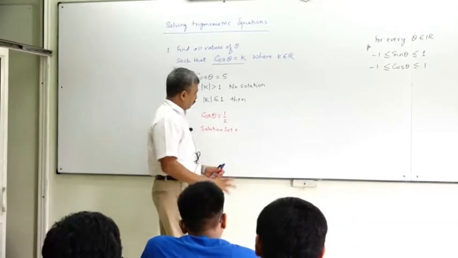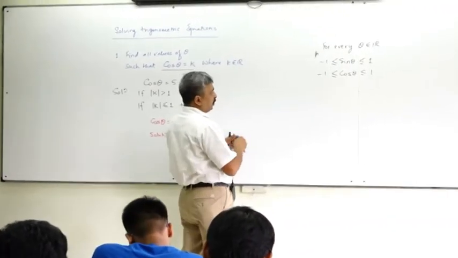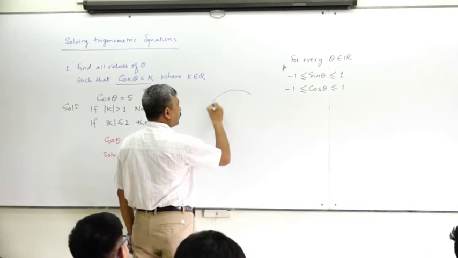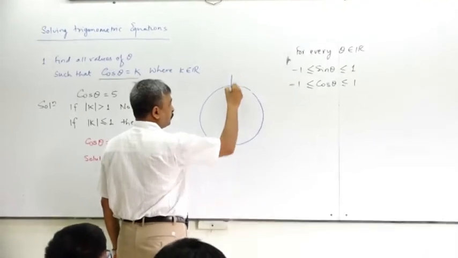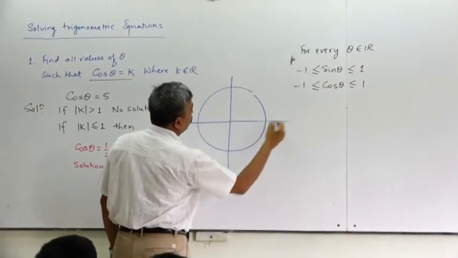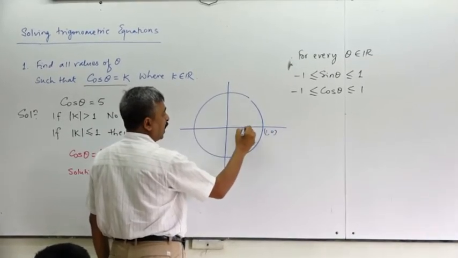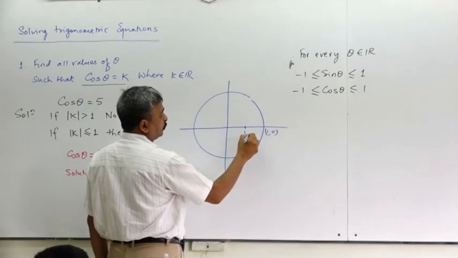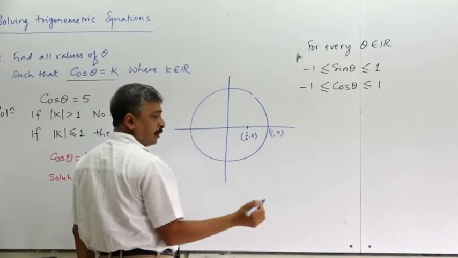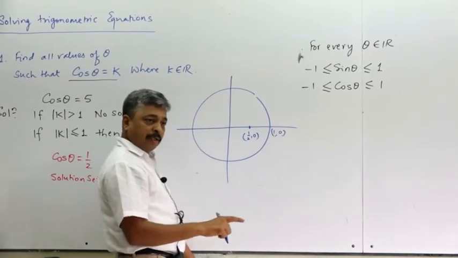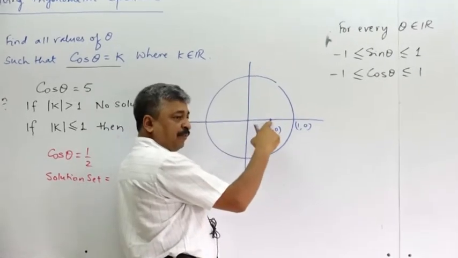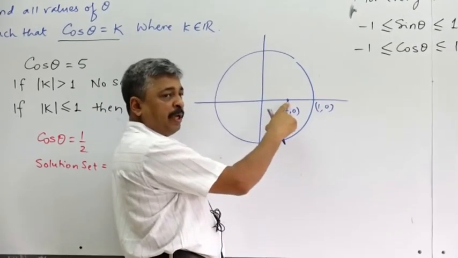So let us write down what. So what is the diagram for this? The diagram for this is the unit circle. Cos means value of x. This is 1, 1 comma 0. This is half comma 0. And we want value of cos theta to be half. X coordinate should be half.